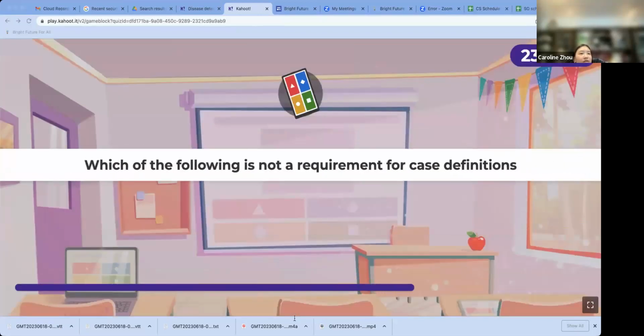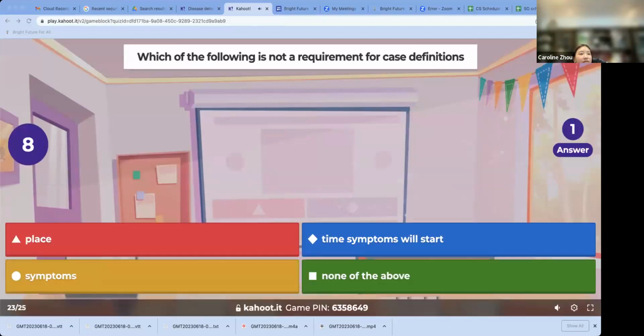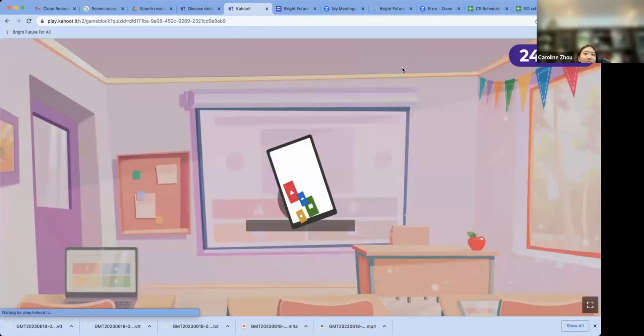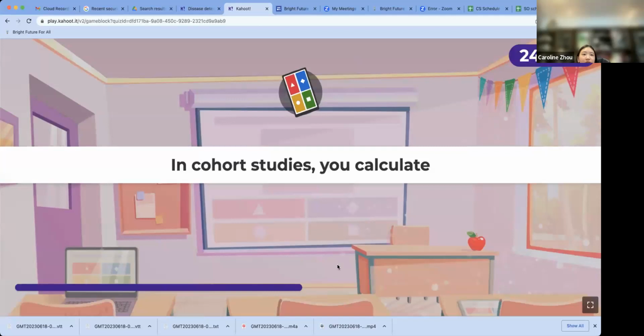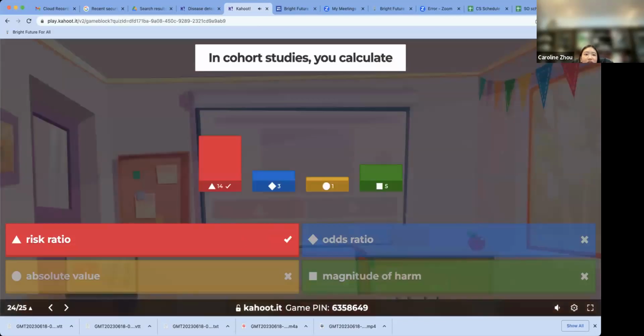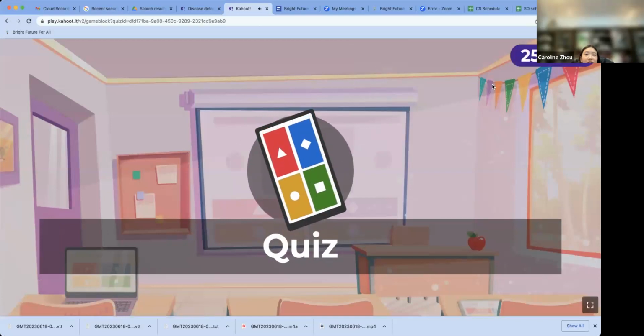Which of the following is not a requirement for case definitions? None of the above. All of these are required. In cohort studies, you calculate the risk ratio. Yeah. Okay, last question.